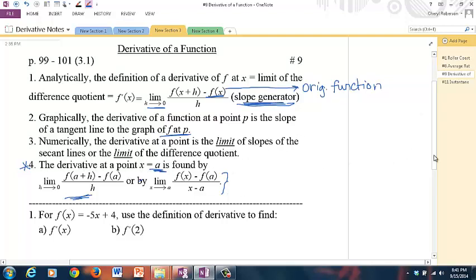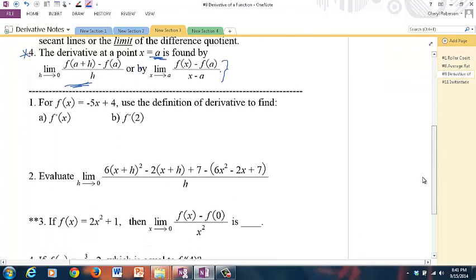Now let's look at this first example that they've given us. For f of x equals negative 5x plus 4, use the definition of a derivative to find, in the first part, a is f prime of x, and then b f prime of 2. So if we use our limit definition of a derivative, remember that's our limit as h approaches 0 of f of x plus h minus f of x, and all of that is over h. This is going to give me my f prime of x.